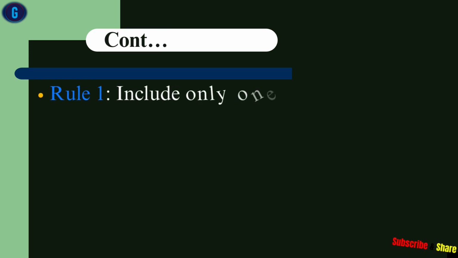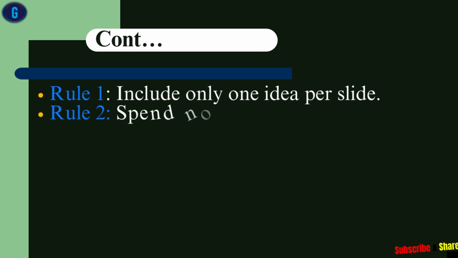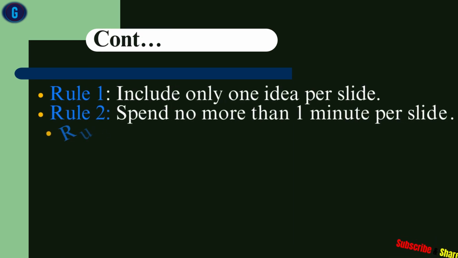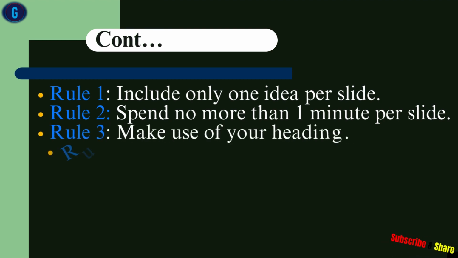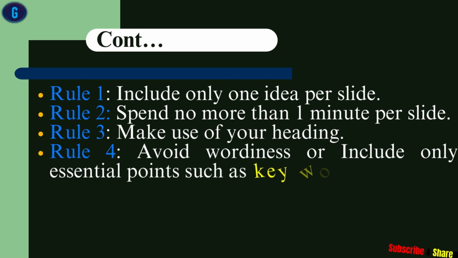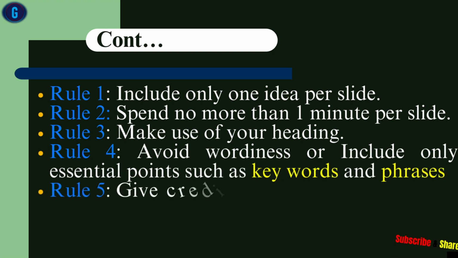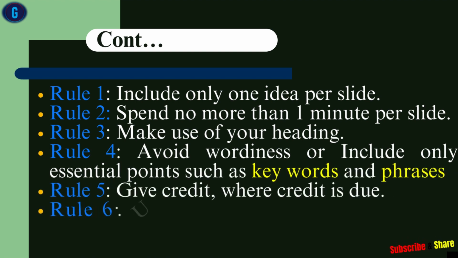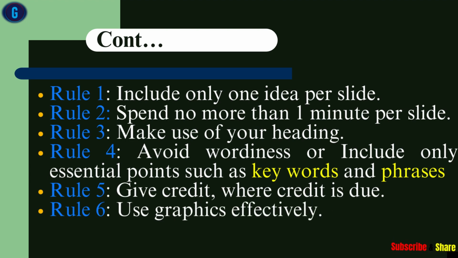Rules of PowerPoint. Rule 1. Include only one idea per slide. Rule 2. Spend no more than 1 minute per slide. Rule 3. Make use of your heading. Rule 4. Avoid wordiness; include only essential points such as keywords and phrases. Rule 5. Give credit where credit is due.